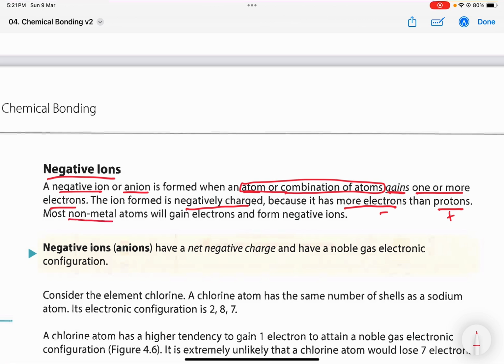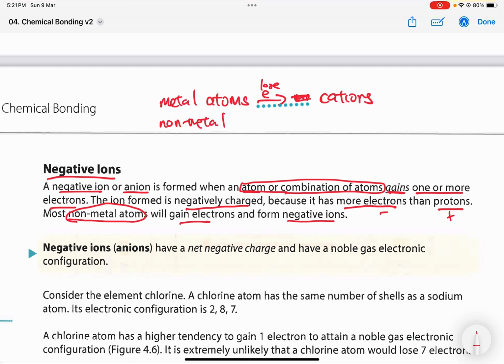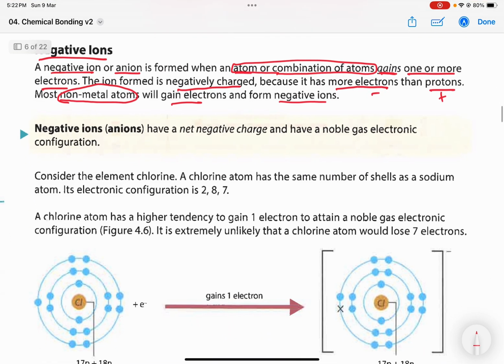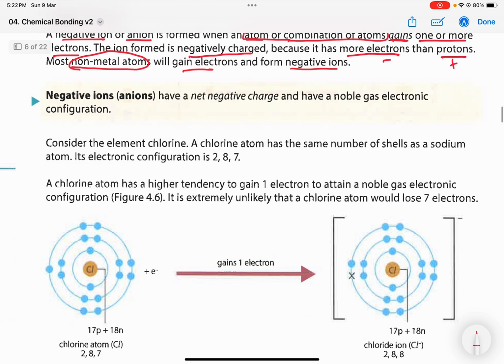Do note that negative ions are usually formed by non-metal atoms. They'll gain electrons to form negative ions. So I know that metal atoms will tend to lose electrons, and then they will form cations. Whereas for non-metal atoms, they will usually gain electrons so that they can form anions. So the question is, why is it that non-metal atoms will gain electrons instead of losing? So let's go on to this.